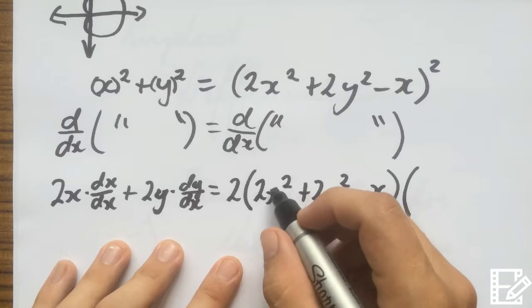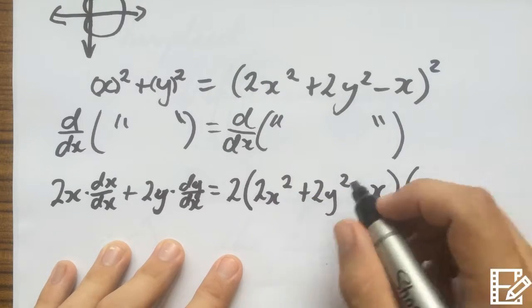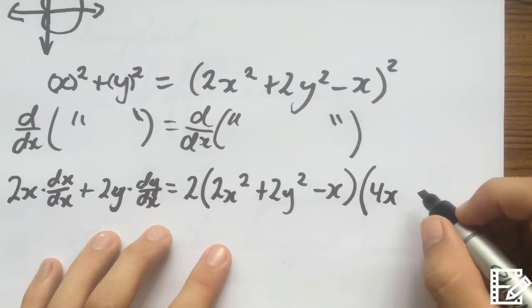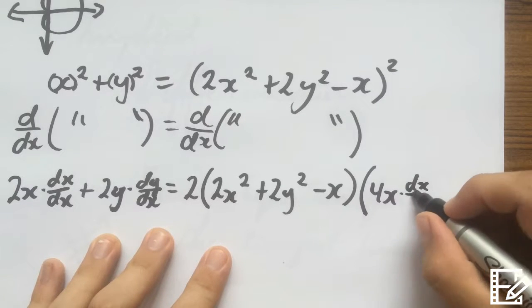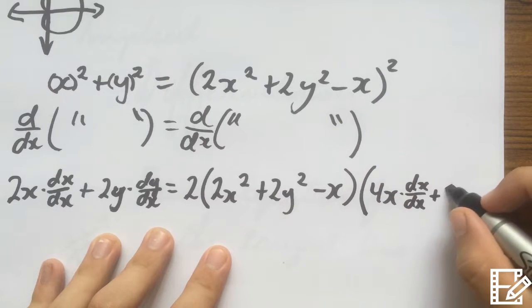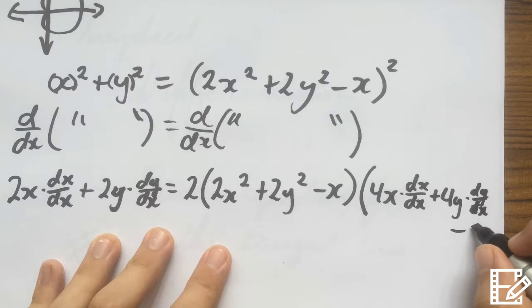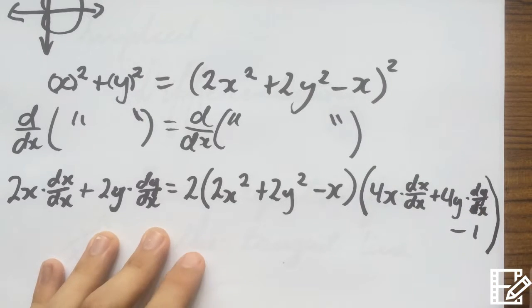So the derivative of this inside: the derivative of 2x squared would be 4x, multiplied by the derivative of x with respect to x, plus 4y multiplied by the derivative of y with respect to x, minus x. The derivative of x is 1, so minus 1.